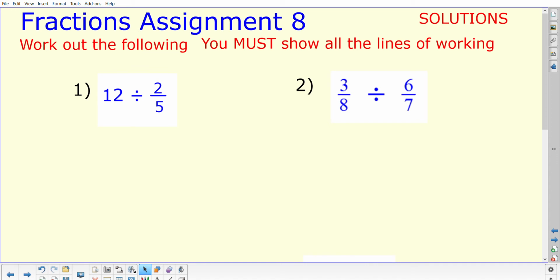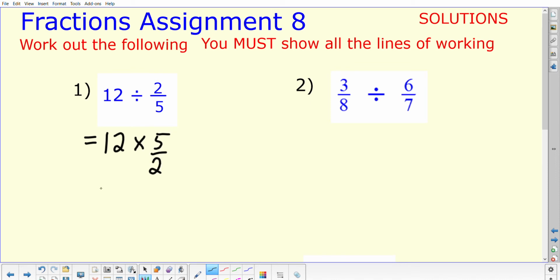So for fractions assignment 8, you could check your working as follows. Make sure you've written out your calculations. You should write out what the calculation is that you're doing. So you should have written down 12 divided by 2 over 5. We know in the keep switch flip, that means that I should be writing down keep the first number 12, change the divide to a times, and you flip the second fraction. So we'd be looking for that.